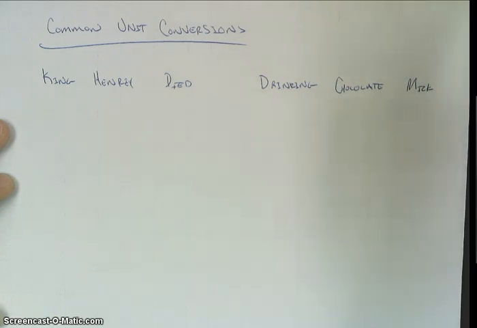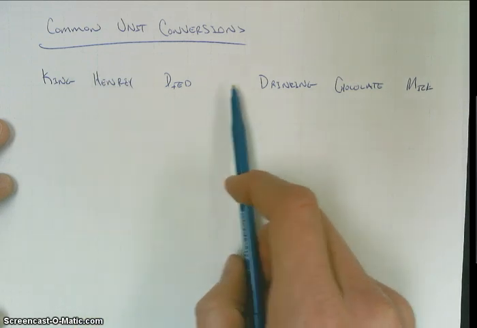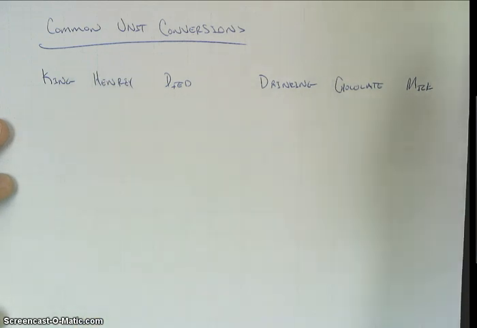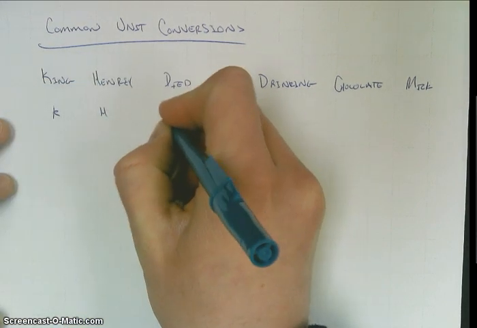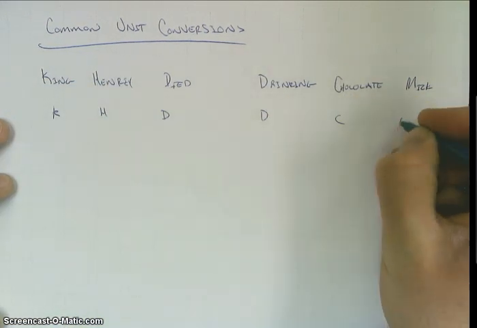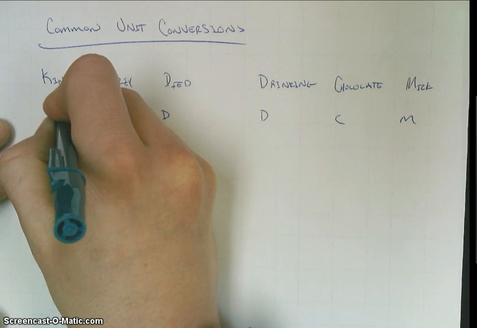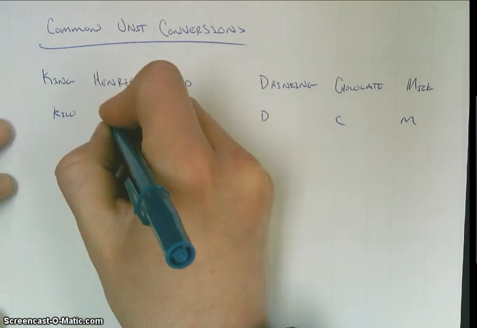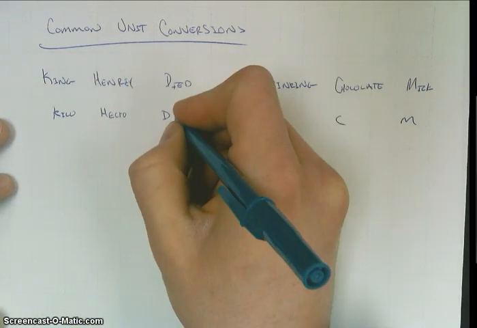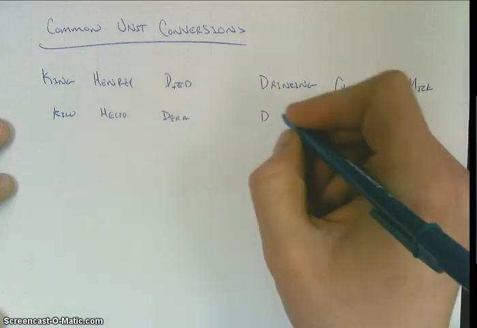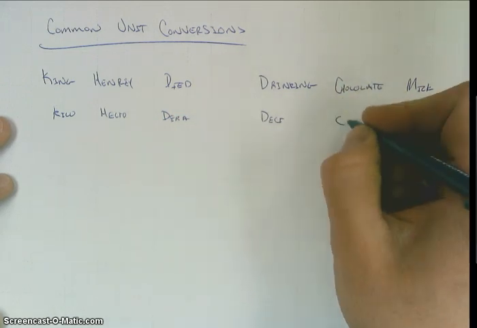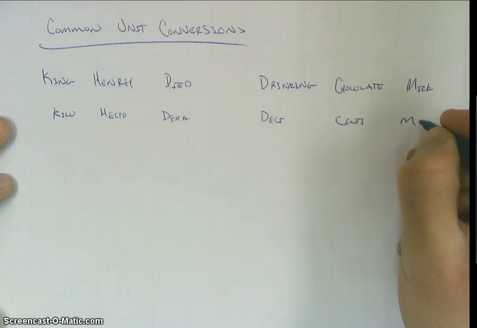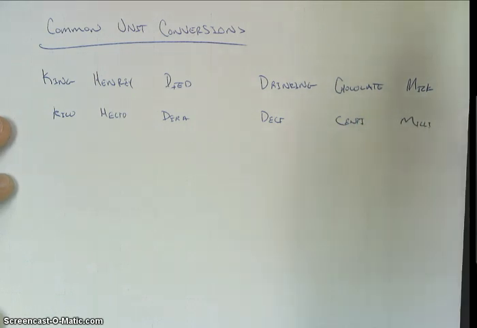Okay, we have this acronym, King Henry died while drinking chocolate milk. We use that to remember our prefixes in the metric system. K, H, D, D, C, M. And so K is kilo, H is hecto, okay, D is deca. The next D now is smaller, deci, centi, and then milli. Okay, and these all stand for a larger or smaller unit of measurement.